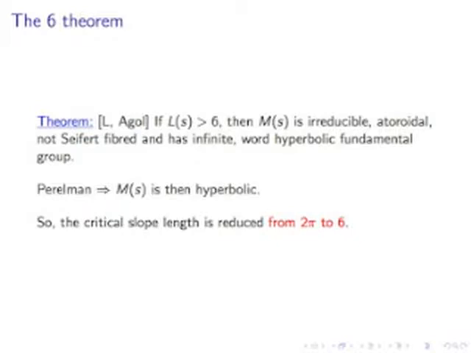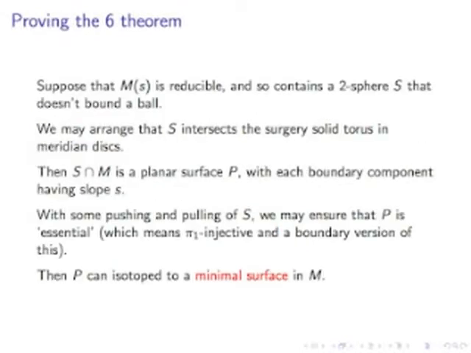And then, as a consequence of Perelman's work, we then know that the manifold is actually hyperbolic. So this reduces down from 2 pi to 6, which seems like a small improvement, but it turns out to be crucial. So I want to give a proof of this now, or at least some parts of it.